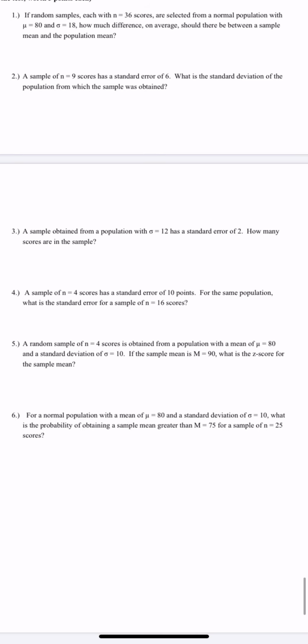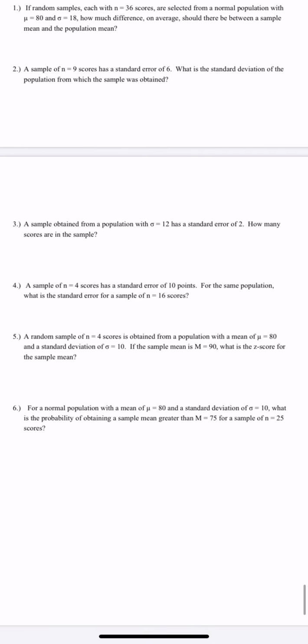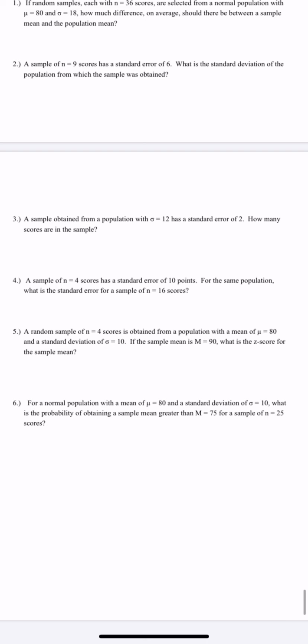I'm sorry, I just did number 6, so I'm going to redo number 5. A random sample of n equals 4 scores is obtained from a population with a mean of 80 and a standard deviation of 10. If the sample mean is 90, what is the z-score for the sample mean?